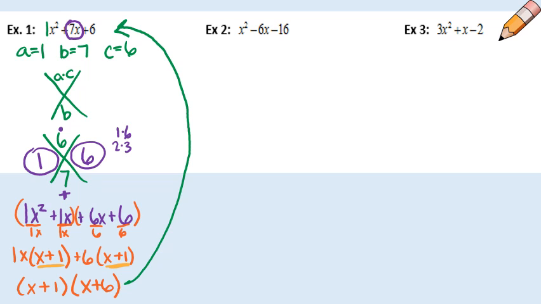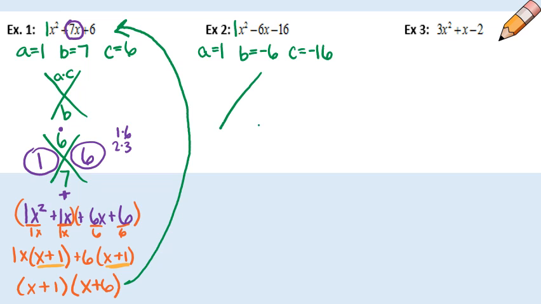Let's take a look at another example. First, identify your A, B, and C. Our A value is 1 because there's always a 1 in front of a variable if you don't see a number. Our B value is negative 6. Make sure that you carry those signs down with the number. Our C is negative 16.